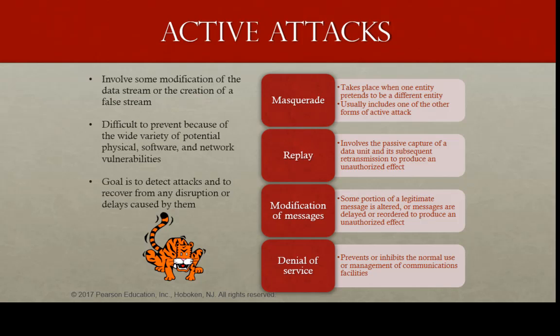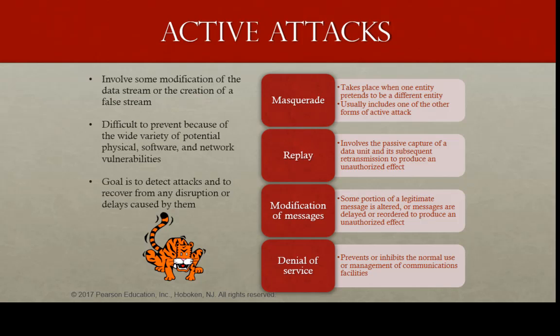The denial of service prevents or inhibits the normal use or management of communications facilities. This attack may have a specific target. For example, an entity may suppress all messages directed to a particular destination, for example, the security audit service. Another form of service denial is disruption of an entire network, either by disabling the network or by overloading it with messages so as to degrade performance.